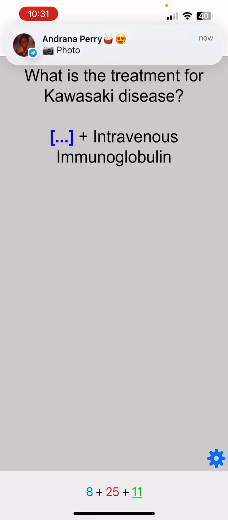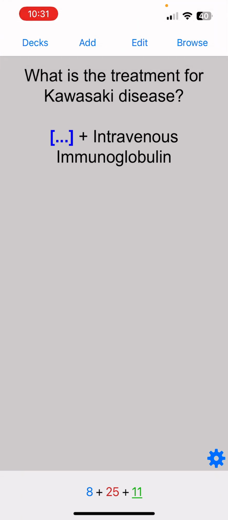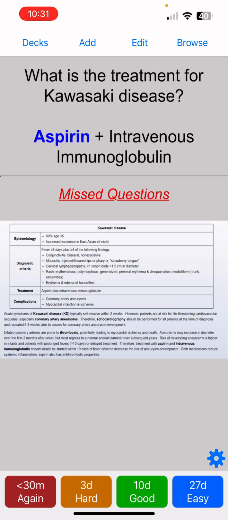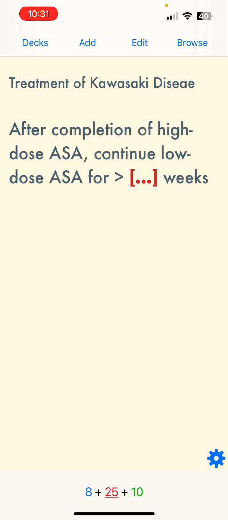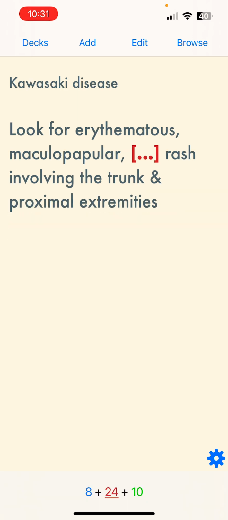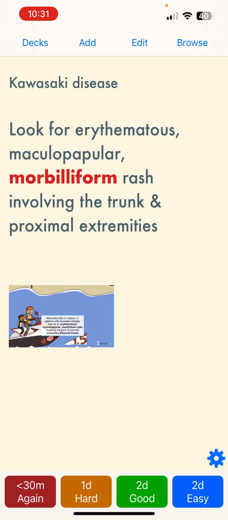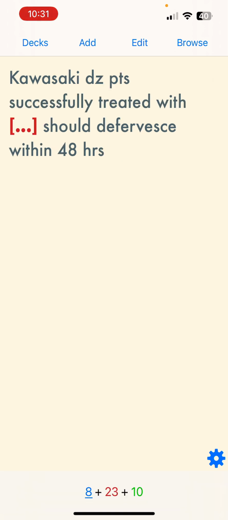What is the treatment for Kawasaki disease? Aspirin and intravenous immunoglobulin. Why did that take me so long to answer that? Alright. You want to look for erythematous maculopapular rash, morbilliform rash. What do you mean by morbilliform? I've got to look that up.